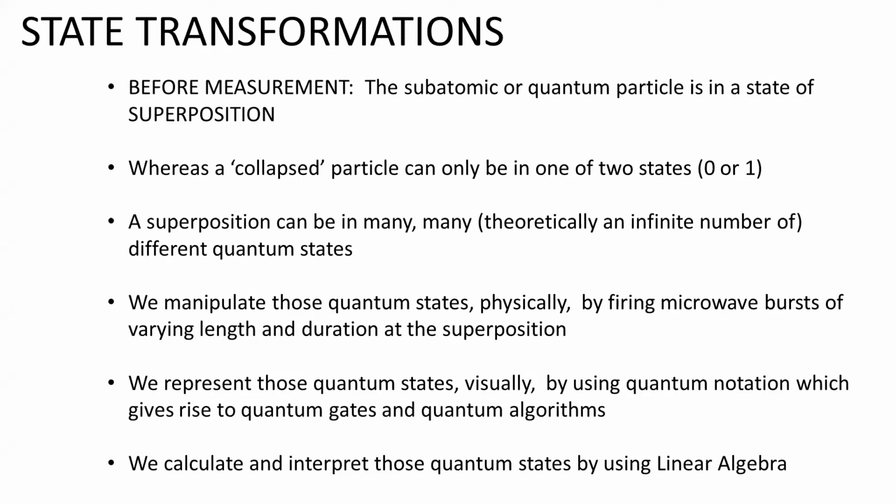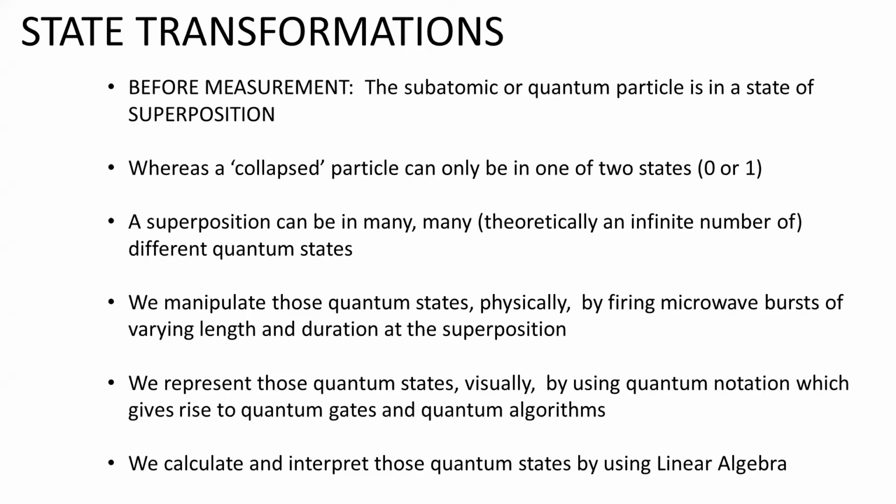So again, before measurement, the subatomic or quantum particle is in a state of superposition. Remember, as soon as you measure it, or you try and know or observe or understand more about the state, it collapses to either 1 or 0. It becomes the same as a digital computer.